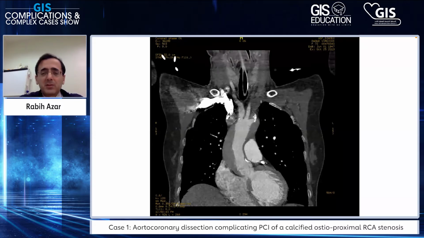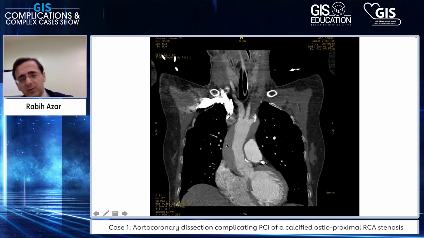And by reviewing the literature, the classification is either a dissection that is localized at the ostium, or one that is extending less than 4 centimeters in the aorta, or class 3 is a dissection extending more than 4 centimeters in the ascending aorta. So this is definitely a class 3, meaning that the hematoma extends more than 4 centimeters.